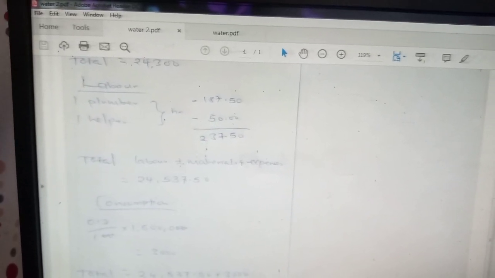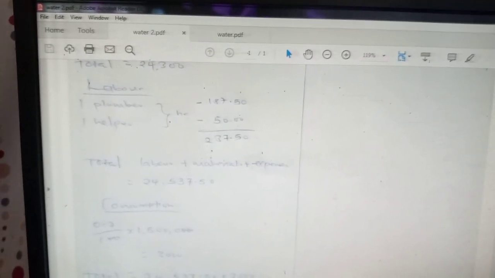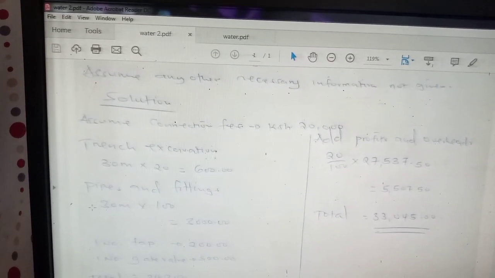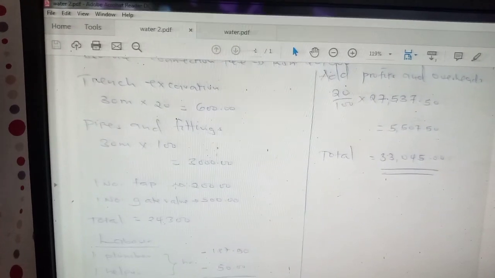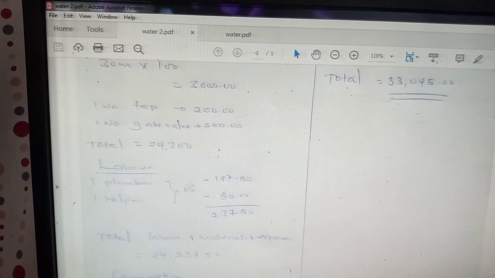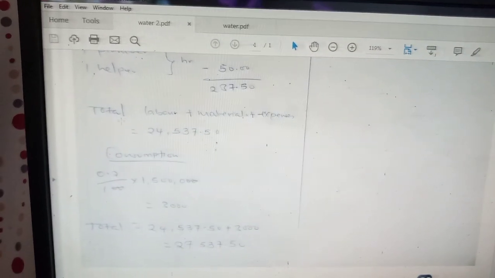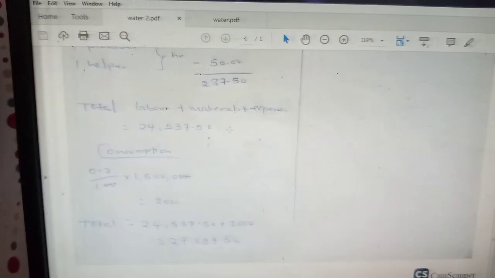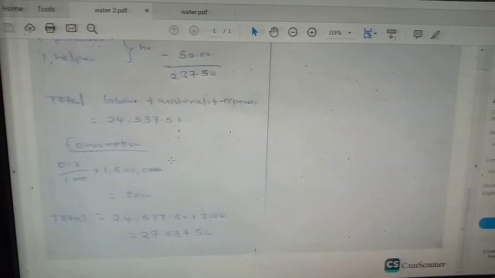Then for the total labor, materials and expenses, the labor that we have is 237.5. Then the materials that we have are the gate valves, the standpipes, the pipes and the fittings, the taps, which is 24,300, including the connection fee, though the connection fee is under expenses. So the total will be 24,537 and 50 cents.